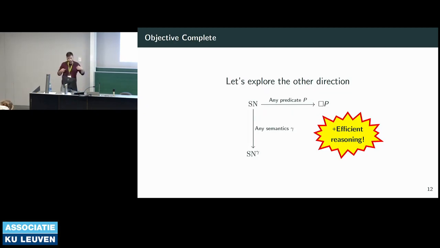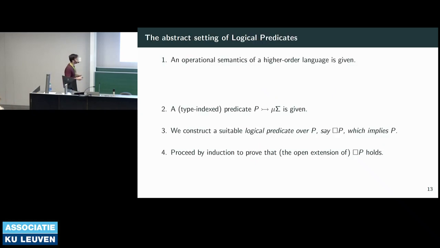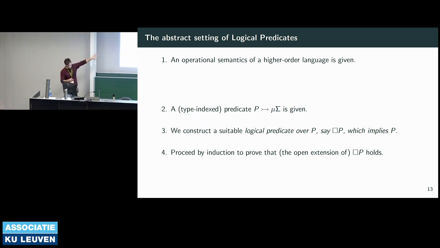I will briefly introduce you to the general theorems that we have, and I will talk about this direction here, and this is when I will start being a bit more categorical. So these are the settings of proofs by logical predicates. Let's start translating the setting to category theory.